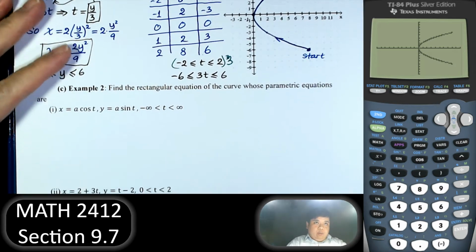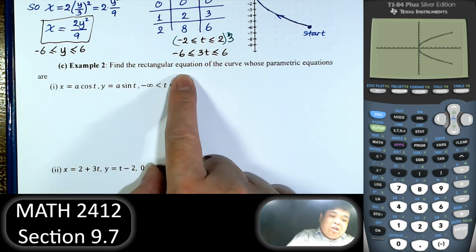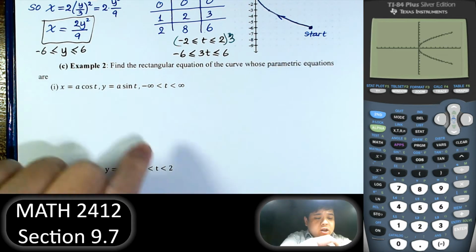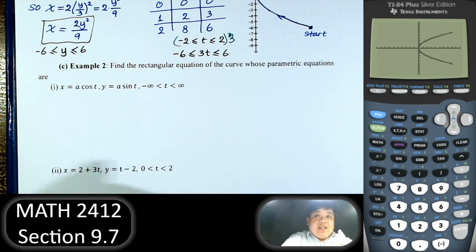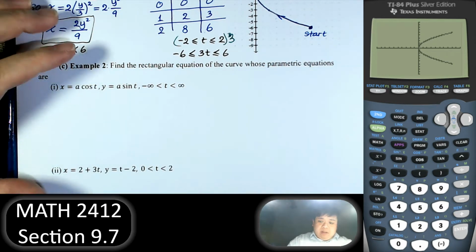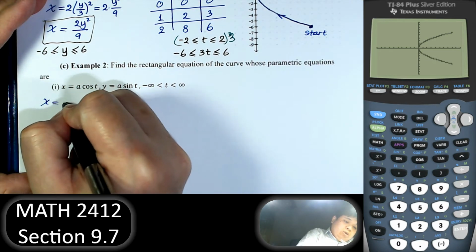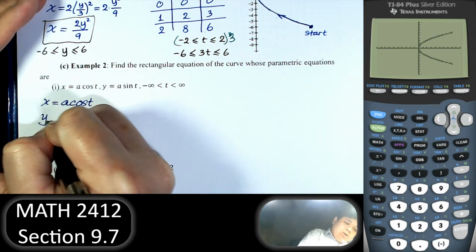Another way to eliminate the parameter is this. Find the rectangular equation of the curve given by this. Of course, if we want to solve for t, divide by a, take the inverse, that sounds like a lot of work and is certainly complicated. But let's just rewrite this: x equal to a cosine t, and y equal to a sine t.